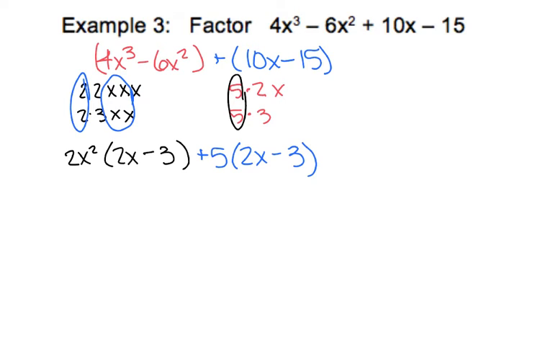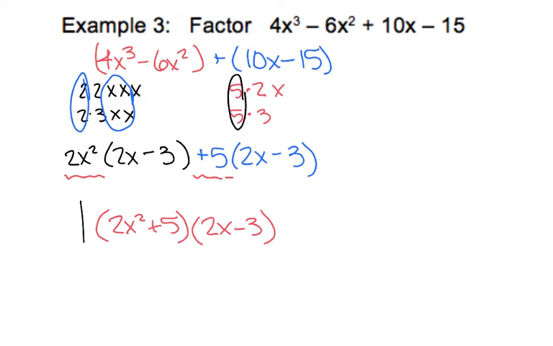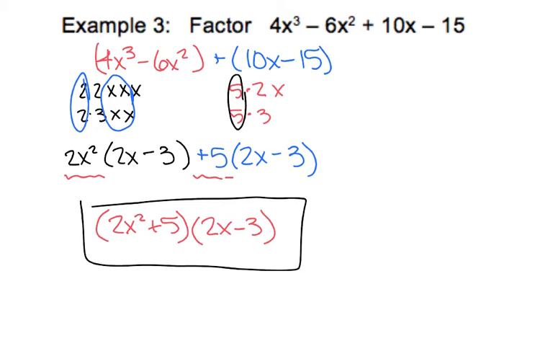All right, so from here, hopefully what we have inside the parentheses is the same. The GCFs are going to essentially be one of our binomials. So we got 2x squared plus 5. And then our second binomial, we'll just bring down one of the ones from above. And that would be our answer.